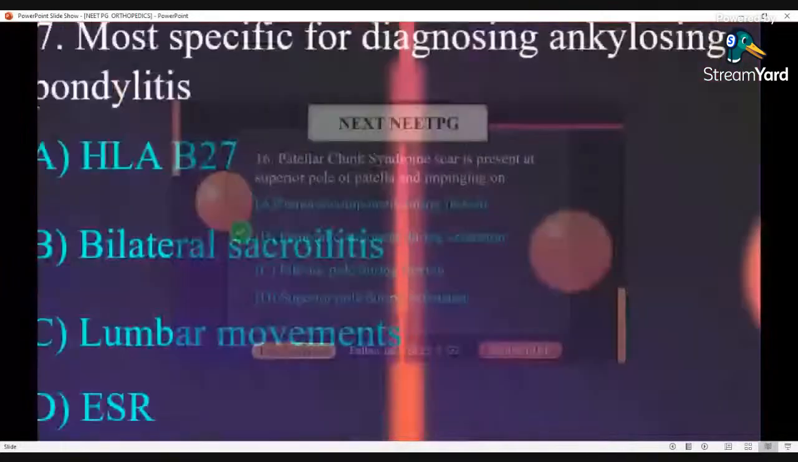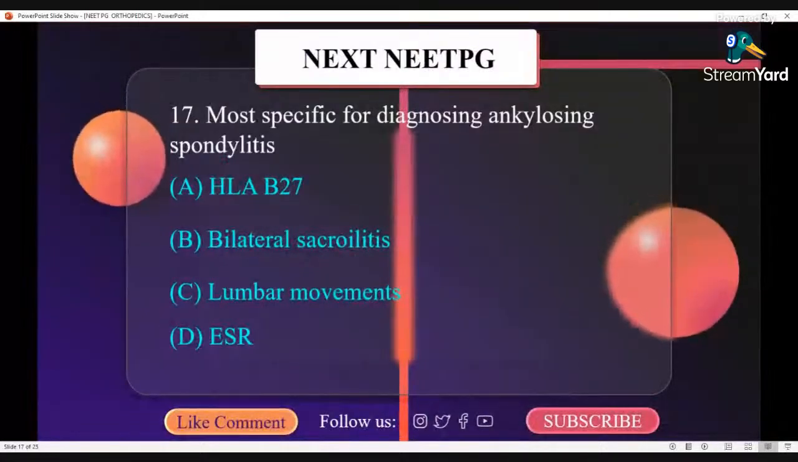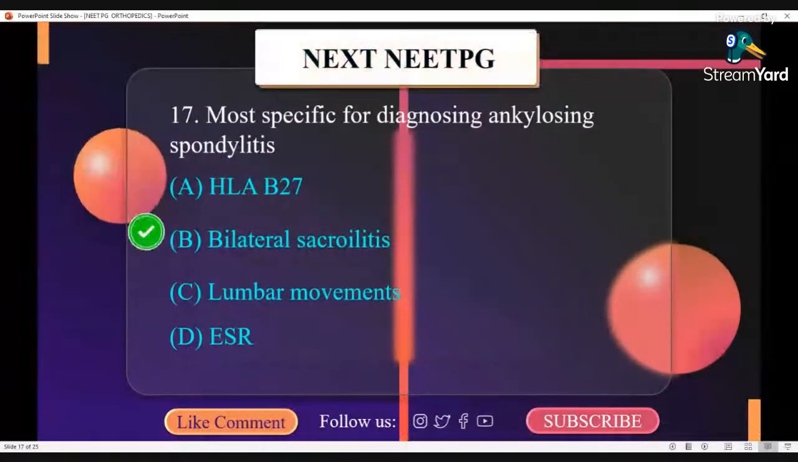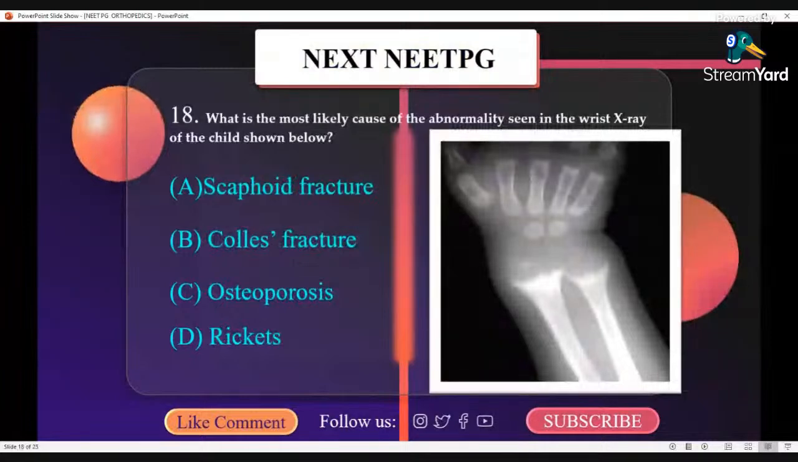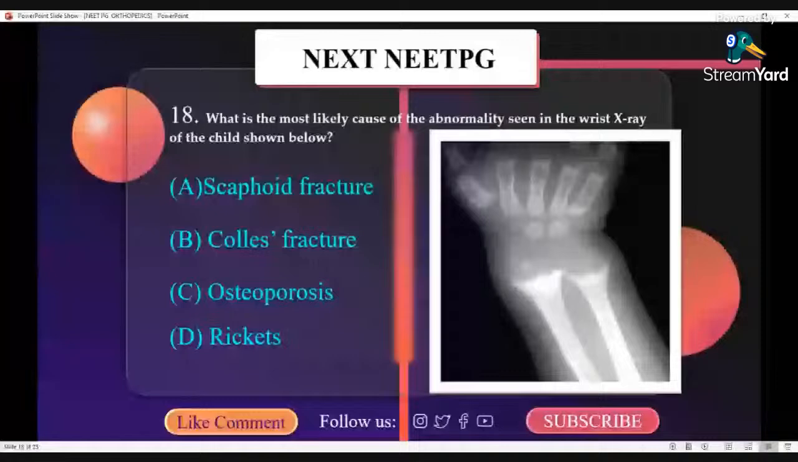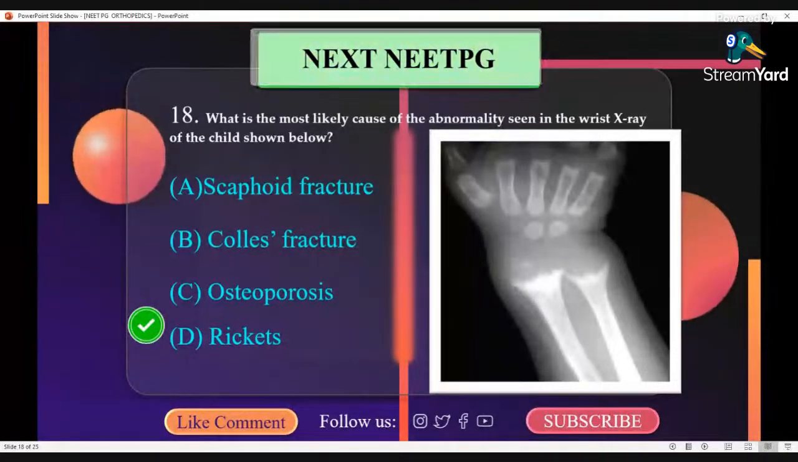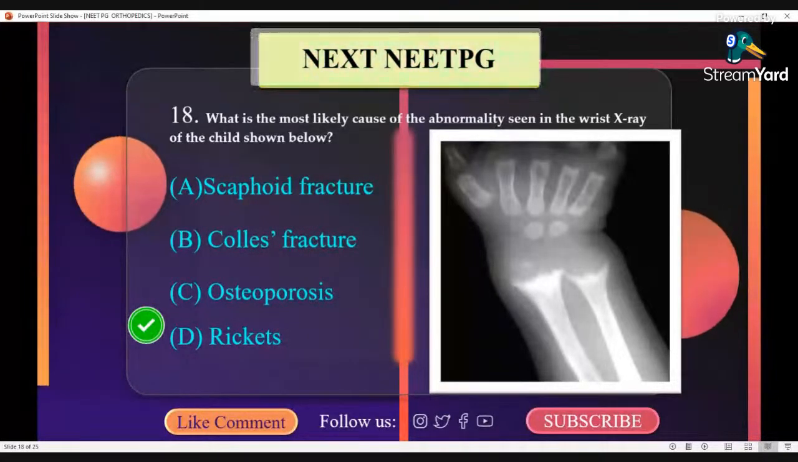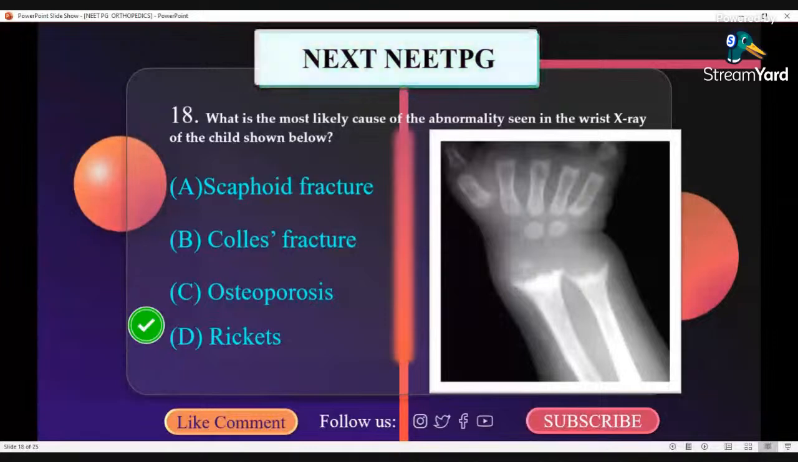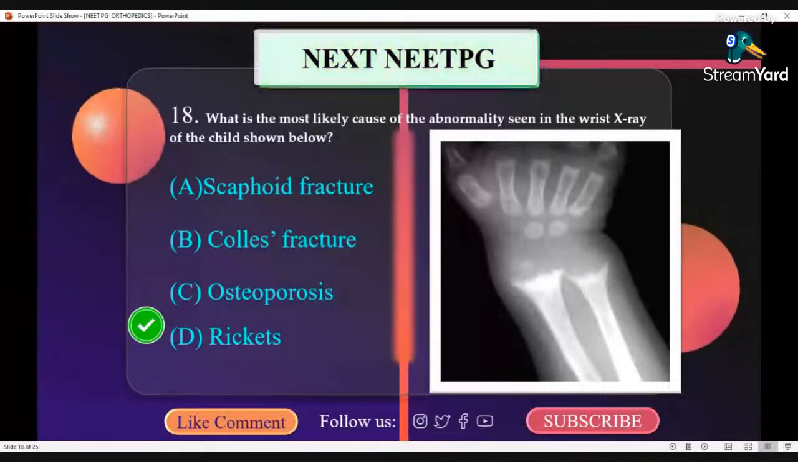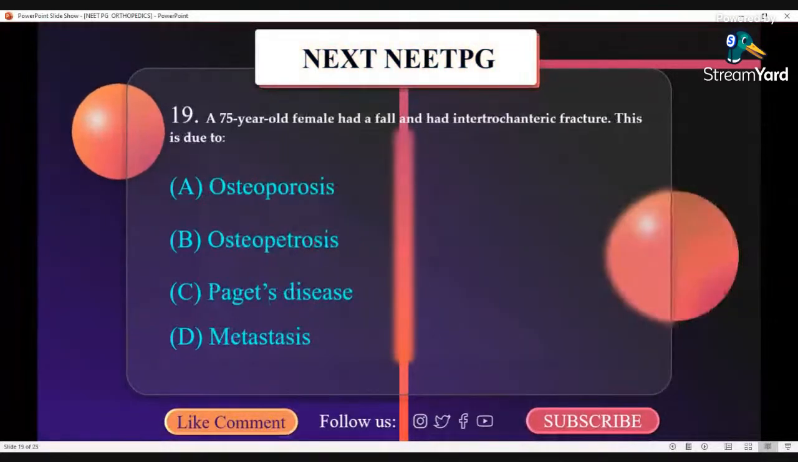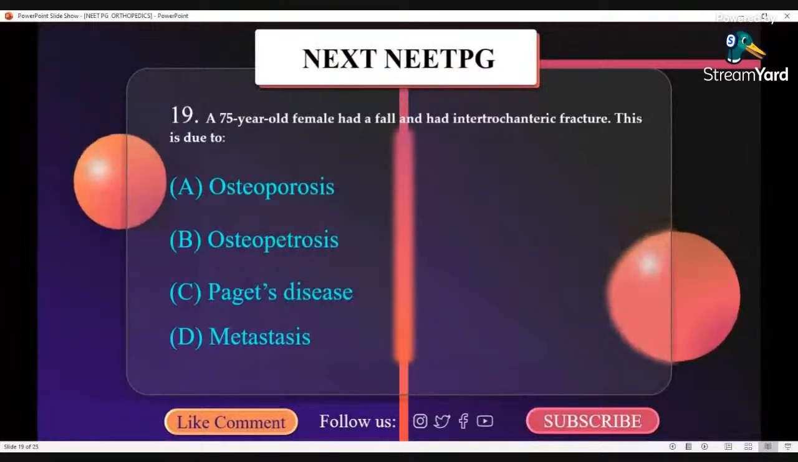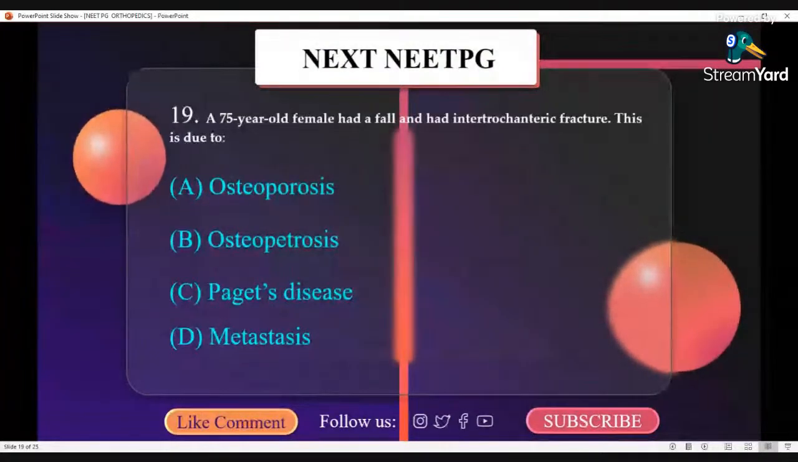More specific for diagnosis of ankylosing spondylitis is bilateral sacroiliitis. Which of the following is the most likely cause of abnormality seen in the X-ray of the child below? It is rickets. A 75-year-old female had a fall and had an intertrochanteric fracture. This is due to osteoporosis.